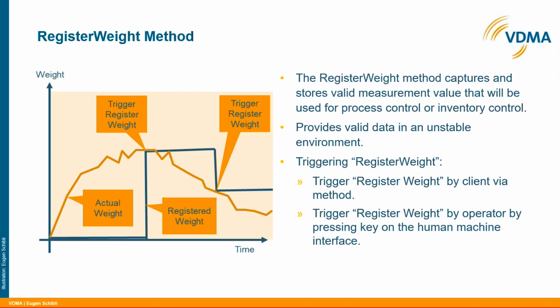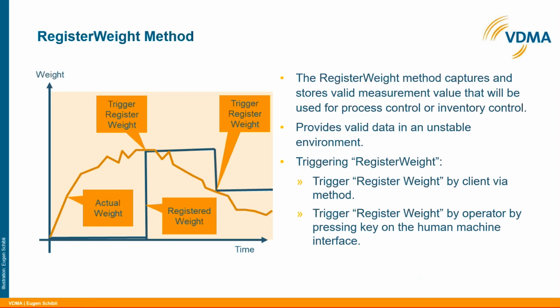Okay, another particularity is the so-called registered weight method. This method captures a stable weight and stores it until you trigger it again. On this chart, you see the brown curve. This is the actual weight value as it is.